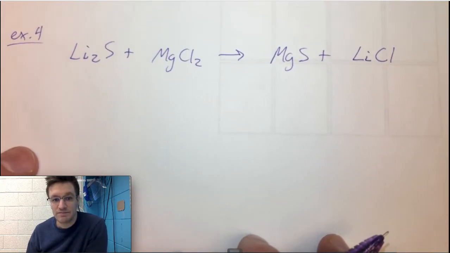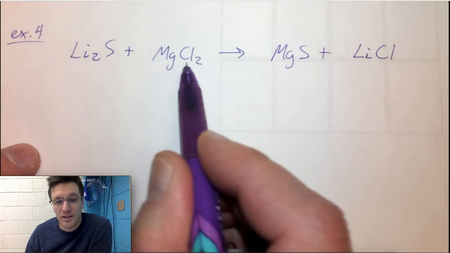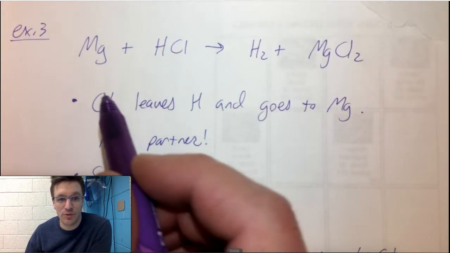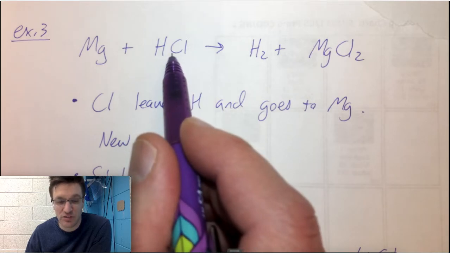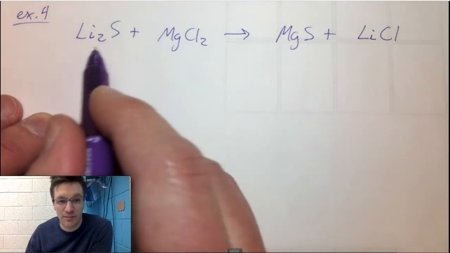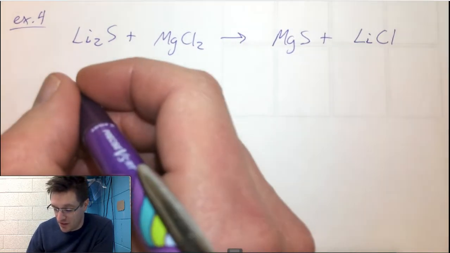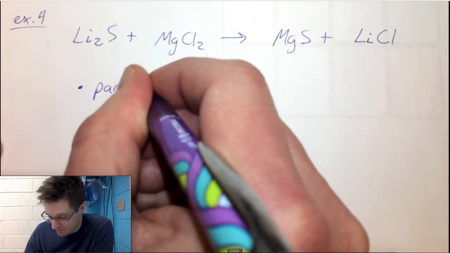So in this one, it's a little bit different. We have two bonded compounds, two married couples to begin with. In the last one, we had one element alone plus a married couple, a compound. But in this one, we have two compounds. They're both married. So if you have two married couples, and I know this is getting a little taboo here, but this is partner switch.